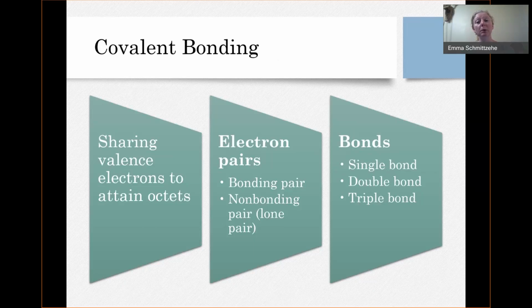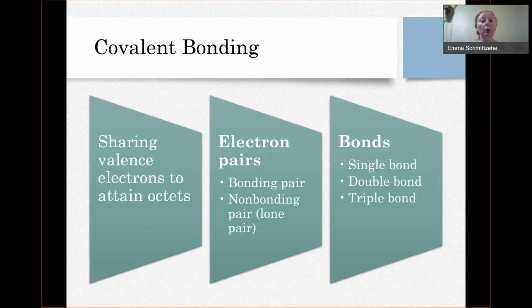So a single bond being one line is two electrons being shared between the two atoms it is connecting. A double bond, which is two lines, is going to represent four electrons being shared between those two atoms. Whereas a triple bond being three lines is representing six electrons being shared between those two atoms.